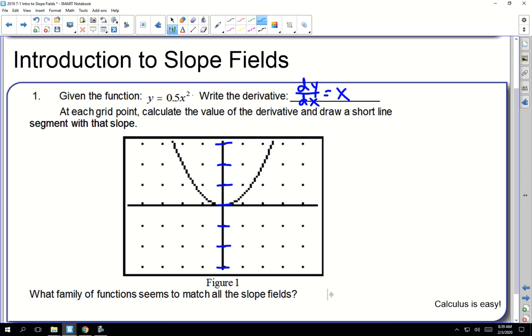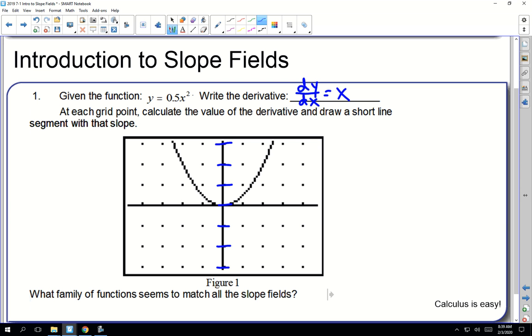Remember, we're building a family of functions, of which 0.5x squared is one of them. It's kind of cool that you can actually download a program in your calculator and do this as well if you want to check it. But you have to be able to do them by hand.